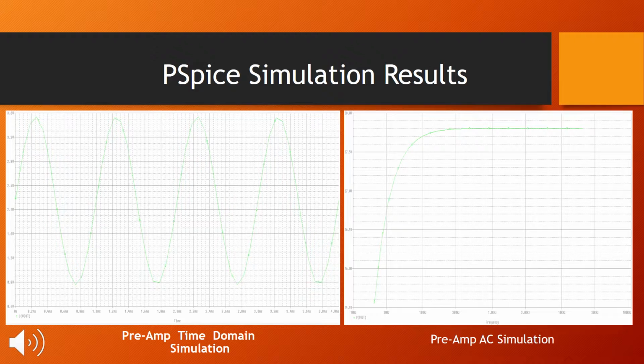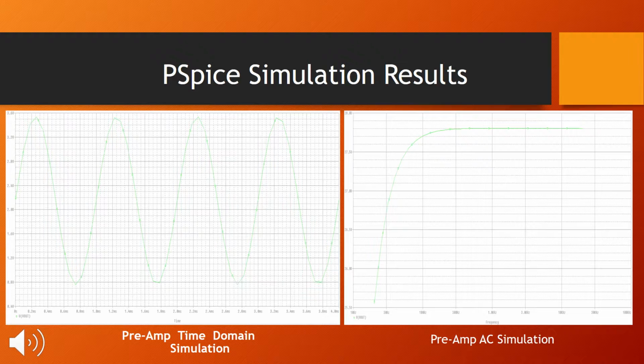For the PSpice simulation, we performed a time domain and frequency response simulation. The graph on the left shows the results from the time domain. Based on the observation of the graph, we can see that the voltage peak-to-peak value is approximately 2.8 volts, which means the gain for the circuit is around 28 volt by volt. This perfectly fits our required condition for the preamp.